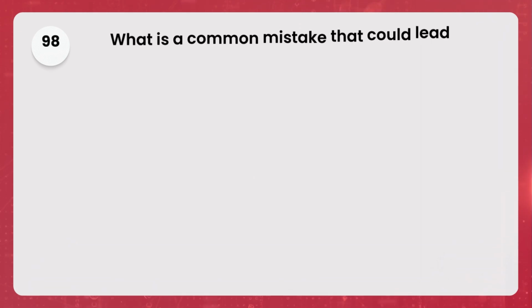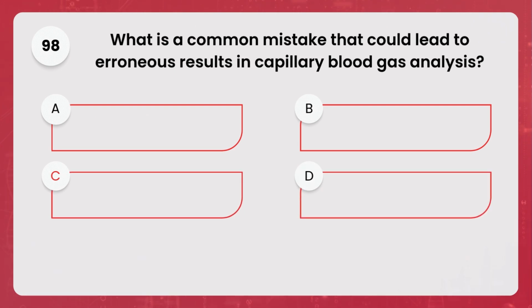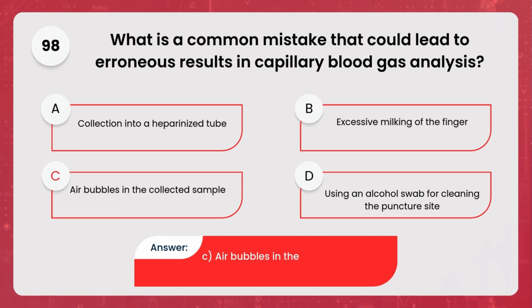Number 98. What is a common mistake that could lead to erroneous results in a capillary blood gas analysis? A. Collection into a heparinized tube. B. Excessive milking of the finger. C. Air bubbles in the collected sample. Or D. Using an alcohol swab for cleaning the puncture site. The answer is C. Air bubbles in the collected sample.